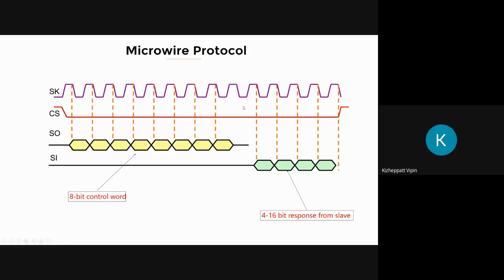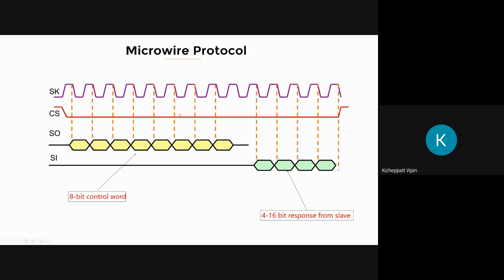Now, what the slave does, once he receives this control word, he will respond to that. For example, if it is a command for reading the temperature, and if it is a temperature sensor, he will respond with the temperature data or a voltage corresponding to the temperature data, whatever the sensor is doing. Now that response size is not fixed. It can be anywhere between 4 to 16 bits. But the master should know it.